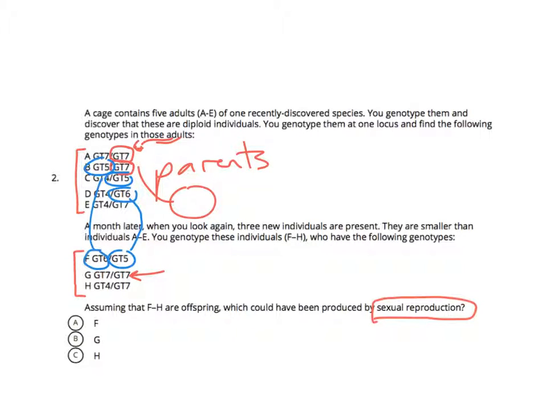Only one of them, which I didn't ask, but I just did, only one of them has to have been produced by sexual reproduction. The only one that has a genotype not found in the parents. Right? That's the essence of sexual reproduction. You find genotypes that aren't found in the parentals. Any questions about this?